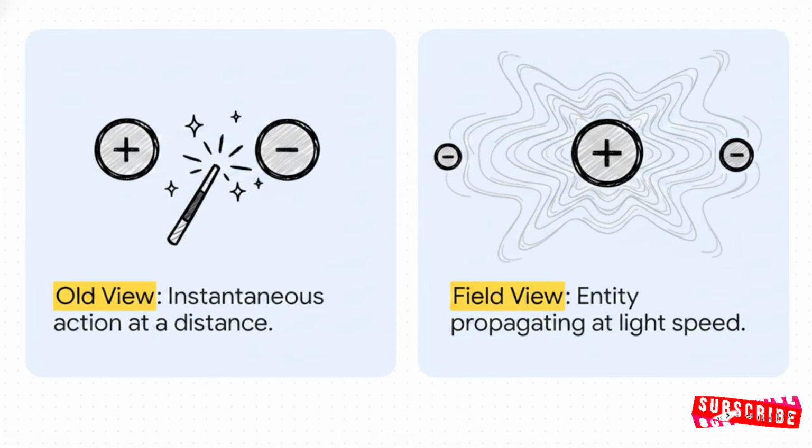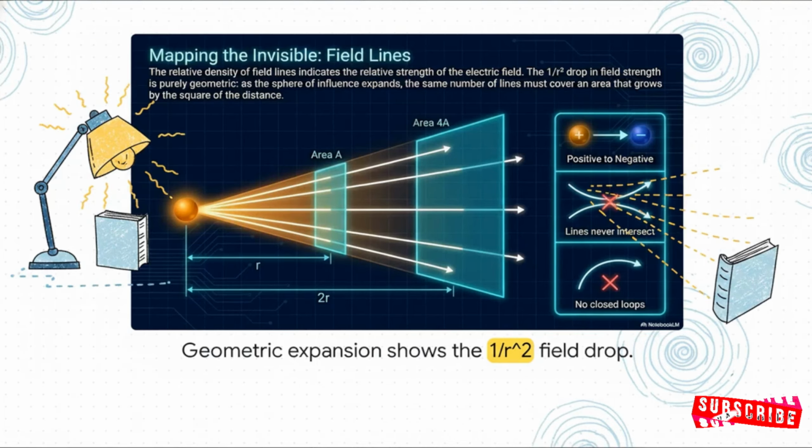He realized a charge actually creates a real physical environment, an electric field, that travels outward at the speed of light. It's not magic at all. It's a completely real, invisible web spreading through space. And this brilliantly explains why that inverse square rule from Coulomb's law is a thing. Imagine the electric field strength is like light shining from a lamp in your living room.